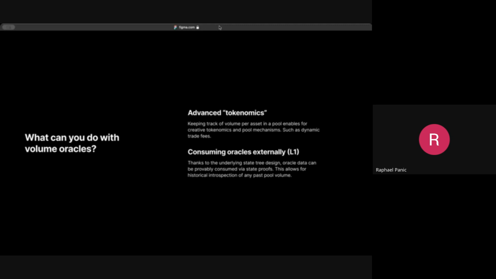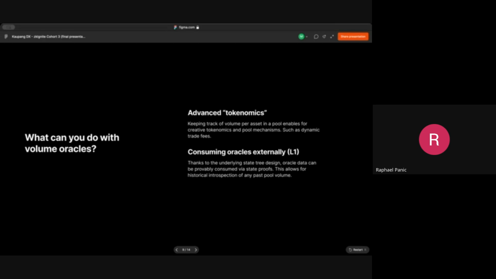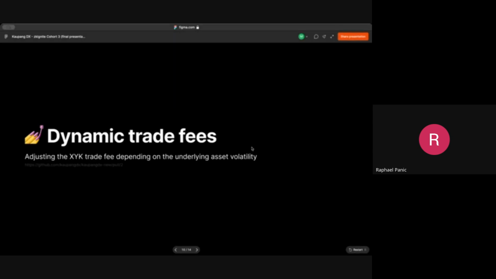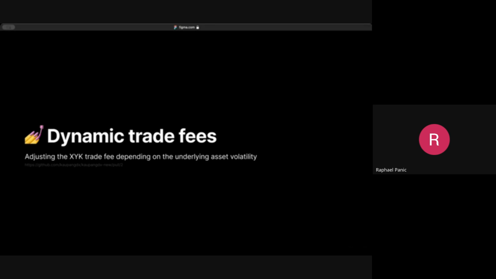It basically allows us to keep track of in which direction the volume moved the price. So if that was a positive movement, if more people bought than sold, or in the opposite case, then the price would obviously fall. So what can we do with those volume oracles? The first is advanced tokenomics or advanced mechanisms. In our case, that's going to be used for the dynamic trade fees, but also different other types of mechanisms can be built on top of that.